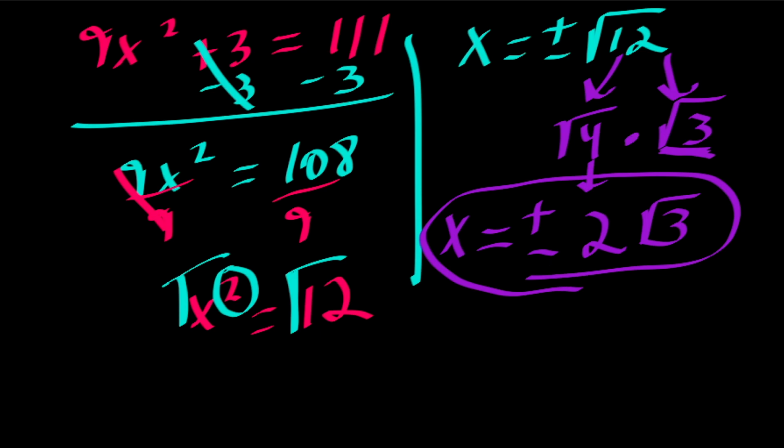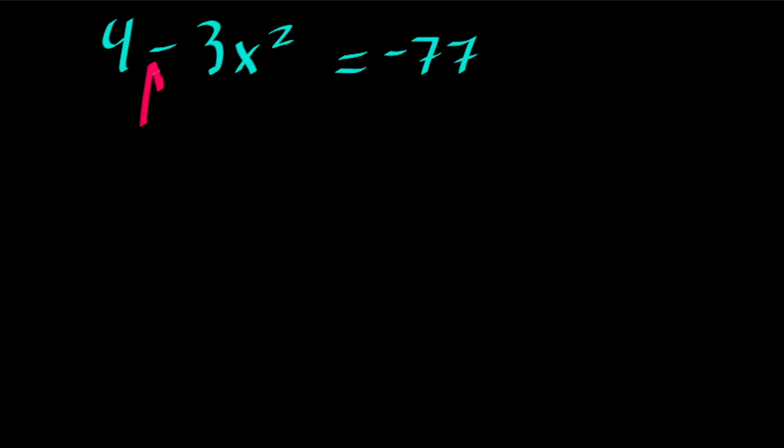And pretty much as always, I would be pausing and practicing these if I were you, just so you can get the hang of it. But let's say, let me find a good one. Let's do 4 minus 3x squared equals negative 77. Now this setup looks a little odd, but we can actually use the same method to solve this setup, because once again, there's no bx term. If there's no bx term, you can essentially use the square roots method.